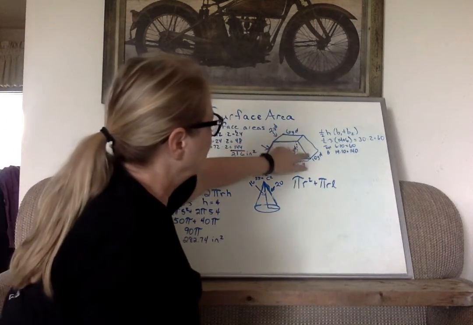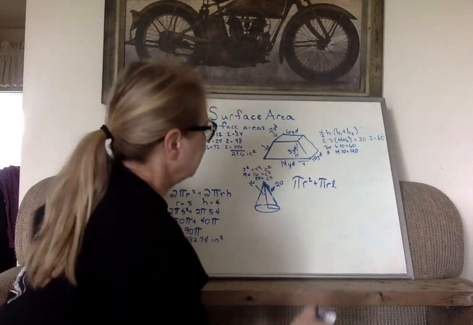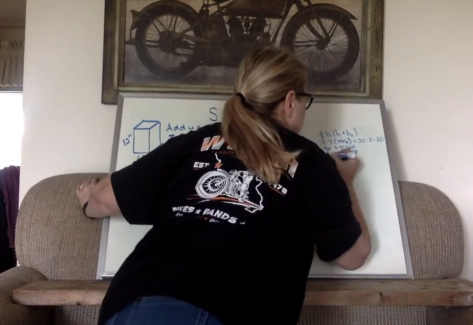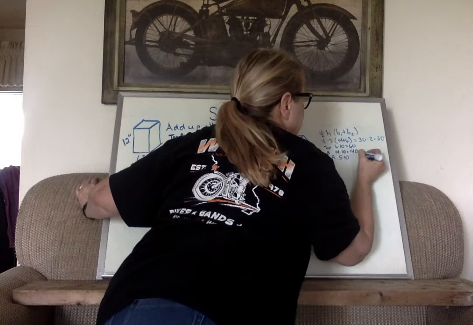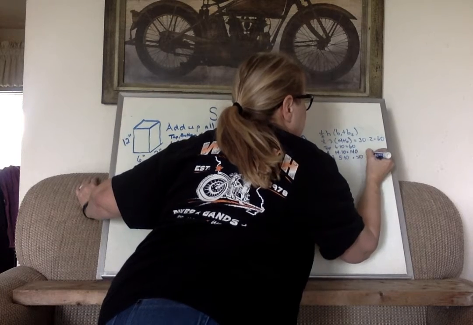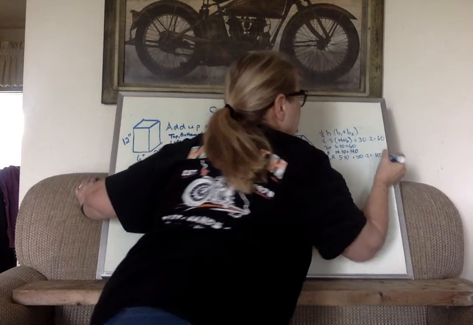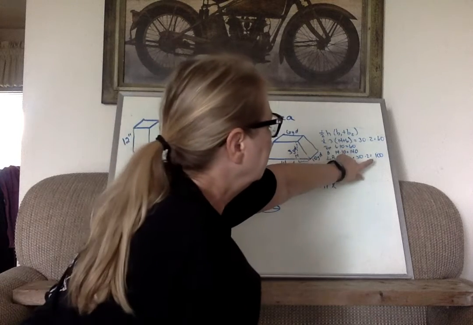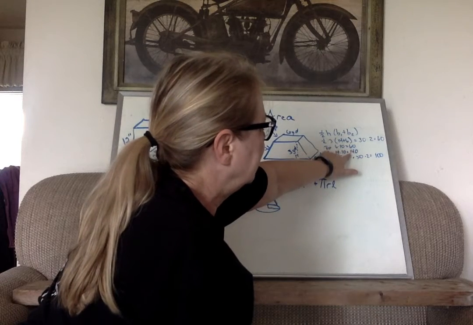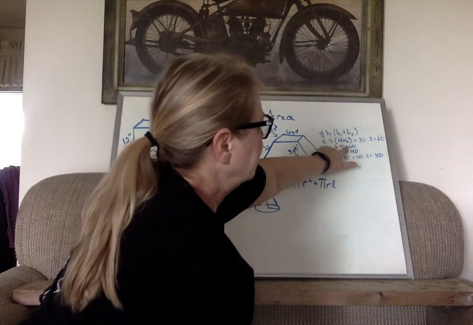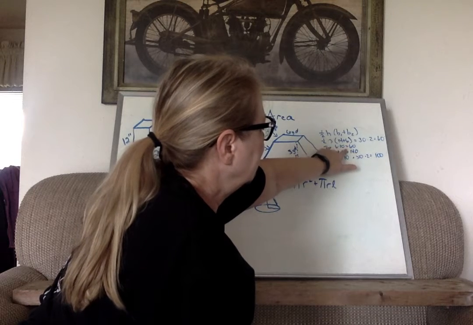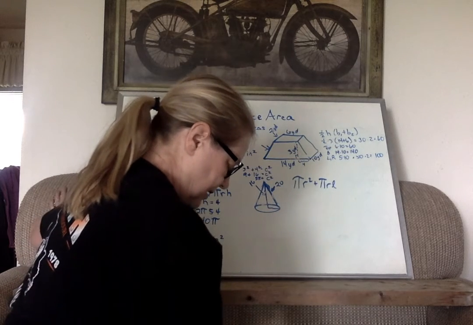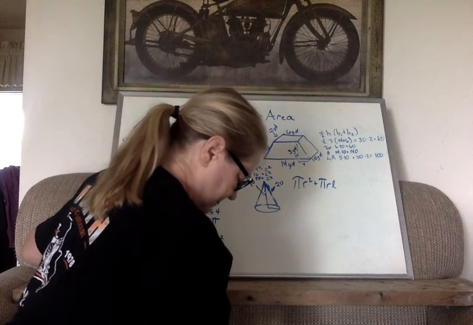So these two rectangles are 5 by 10. The left and the right. 5 times 10, which is 50, times 2, 100. Add them all together. 100 plus 140, 240, plus 60, 300 plus 60, 360.